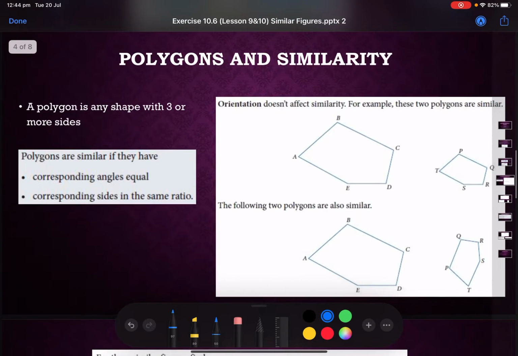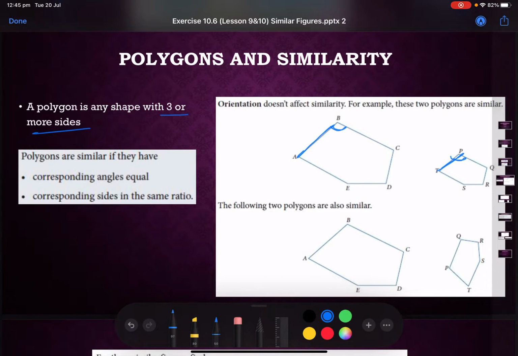In terms of looking at polygons and similarity, polygons are similar if they fulfill these two dot points. A polygon is basically any shape that has 3 or more sides. Their corresponding angles have to be equal. So if we look at this shape here, angle B and angle P have to be the same angle. Corresponding sides also have to be in the same ratio. So this one and this one have to be in a ratio of each other.